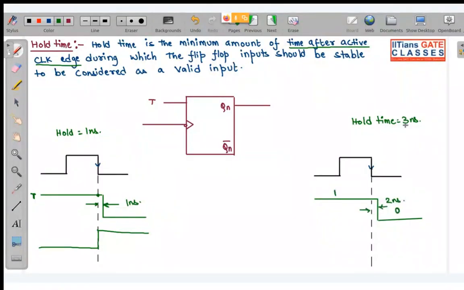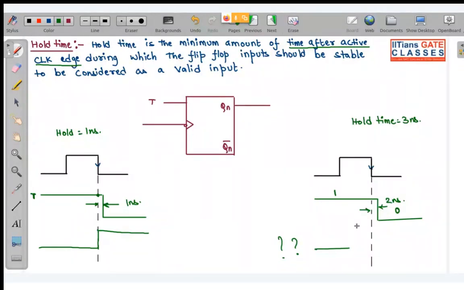So you can see the minimum amount of time that your input should have been stable after the active clock edge should have been 3 nanoseconds, but here it is 2 nanoseconds. So here also you cannot specifically determine what the state of the output will be.